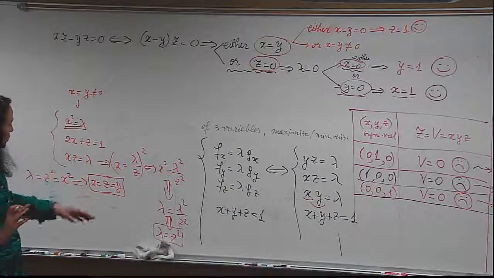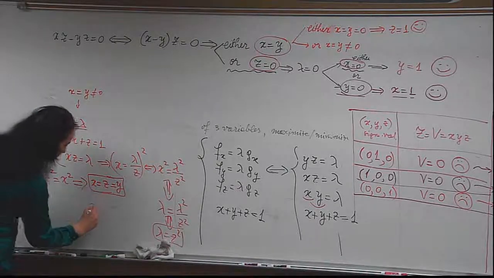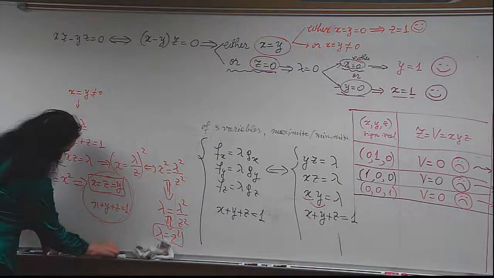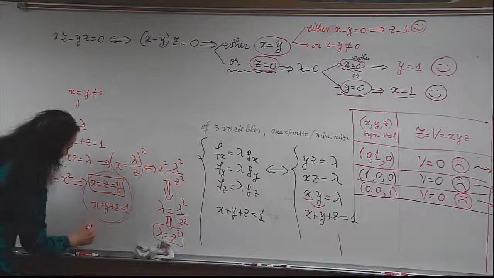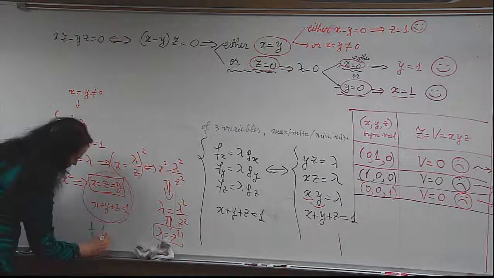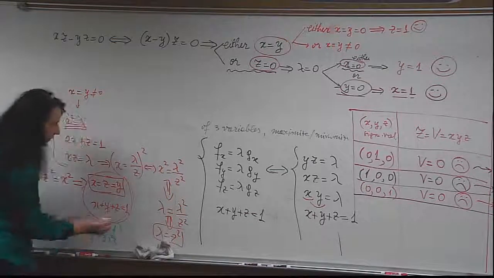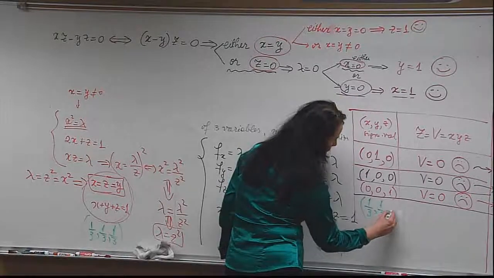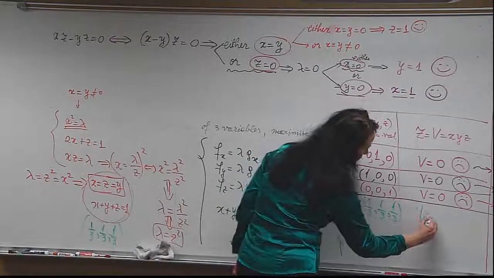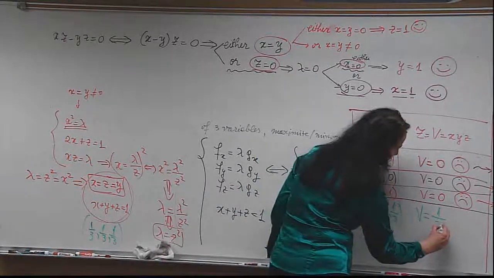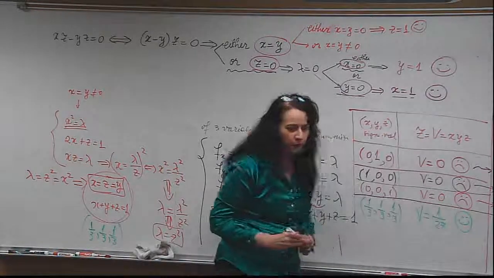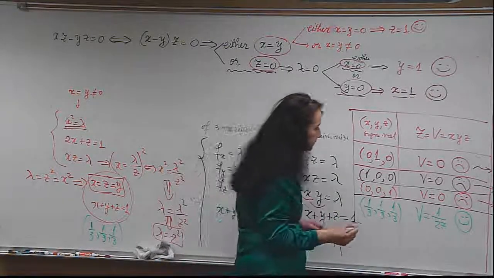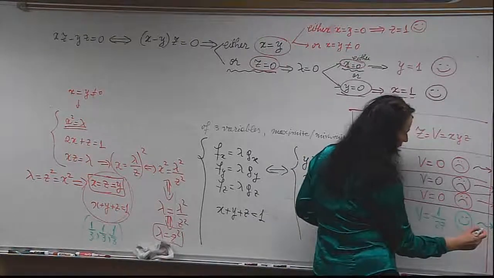How do I get it back? I get it back by saying x plus y plus z equals 1. So the only possibility that comes out from here is that I have 1/3, 1/3, 1/3. This is the significant point that I was praying for. And the volume will be 1 over 27. And I'm happy. Why am I so happy? Why is this 1 over 27 the best I can get? In this case, yes. So I have the maximum.